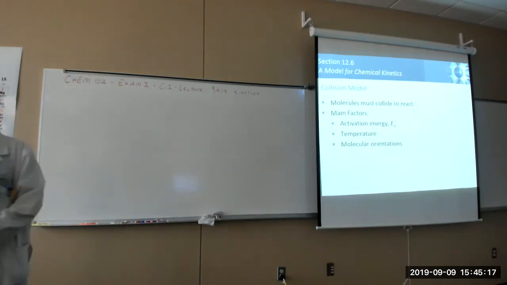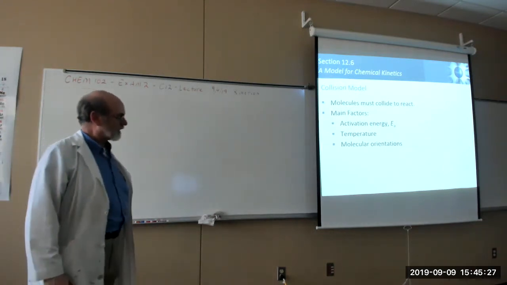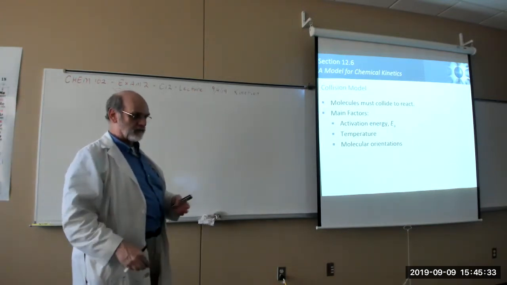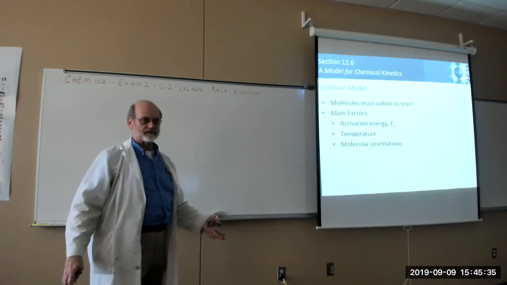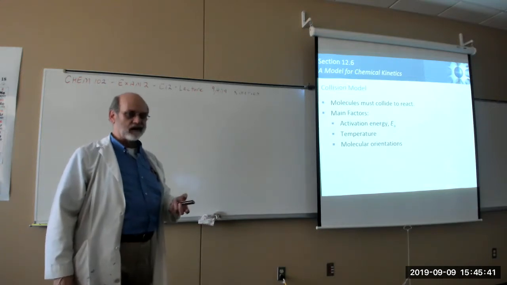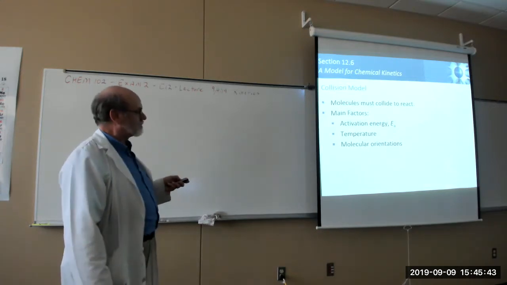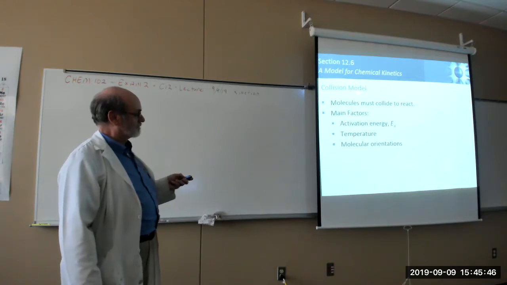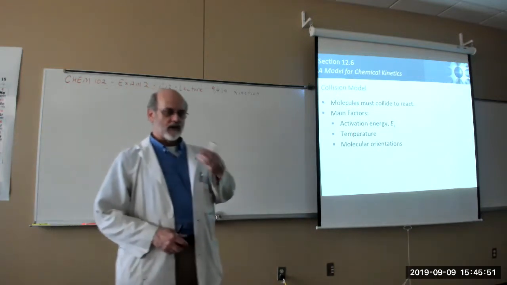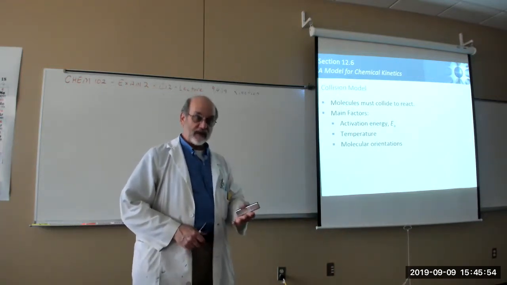Okay, so how do we explain what's going on in a reaction quantitatively? Well, up to this point, we've been talking about laws, rate laws, right? We haven't said anything about what makes them happen. In order to talk about theory, we need a model. And that's what this is, the collision model. The collision model attempts to explain why reactions occur at the rates that they do.